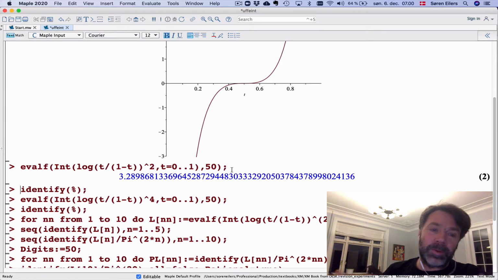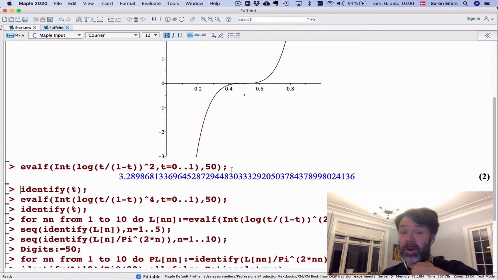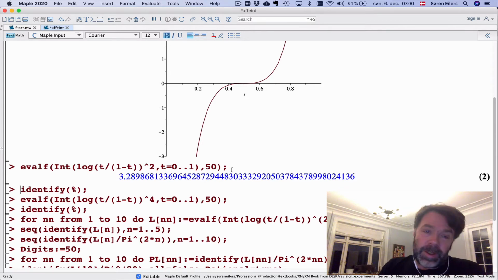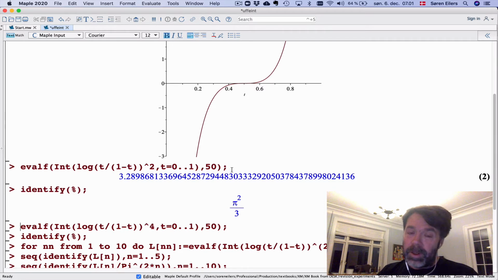So I'm going to say from now on that the odd powers are uninteresting, they're all 0, but let's look at the even powers, and the first one, the one I'm most interested in, I can evaluate to, say, 50 digits very quickly, and I can ask Mabel if it knows this value, and indeed it does. It is pi square over 3. So how did it work?